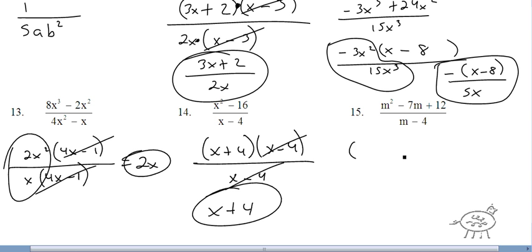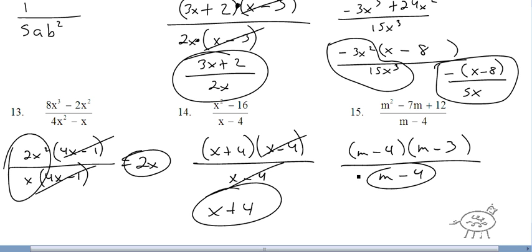Okay, the next one, I'm going to factor the top. Bottom I can't factor. So you get m minus 4, m minus 3. And guys, it's kind of a good indicator if you're trying to think of what combinations. If you got like m minus 4 here, it's probably a good thought that that top one is probably going to have an m minus 4 also, because that cancels. Not always the case, but a lot of times. So your answer is m minus 3. Okay, not too bad.